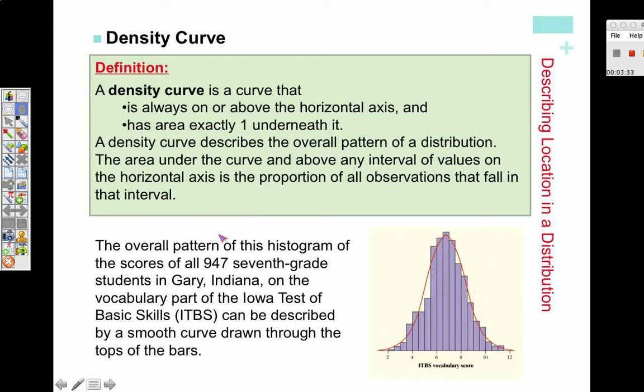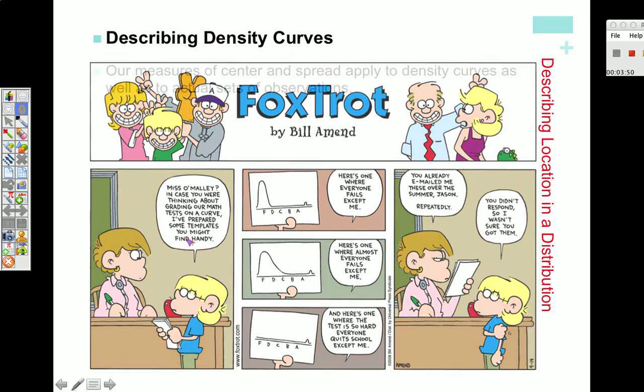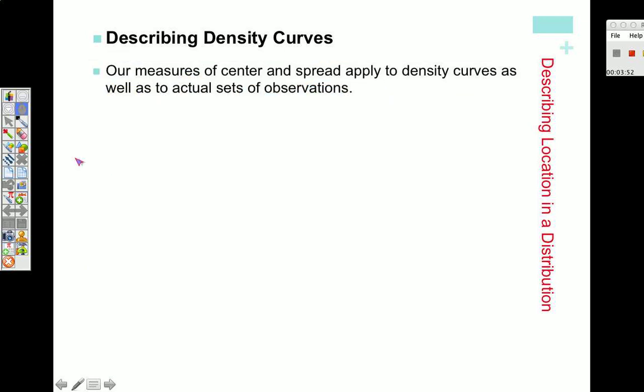So as we move forward through this chapter and into other chapters, we're going to see a lot of density curves. You've got to remember that the area underneath it is 1, and it's always on or above the x-axis. Here's a Foxtrot comic. A lot of Foxtrots are related to math, so take a minute and read it, and you'll see that it's kind of clever.